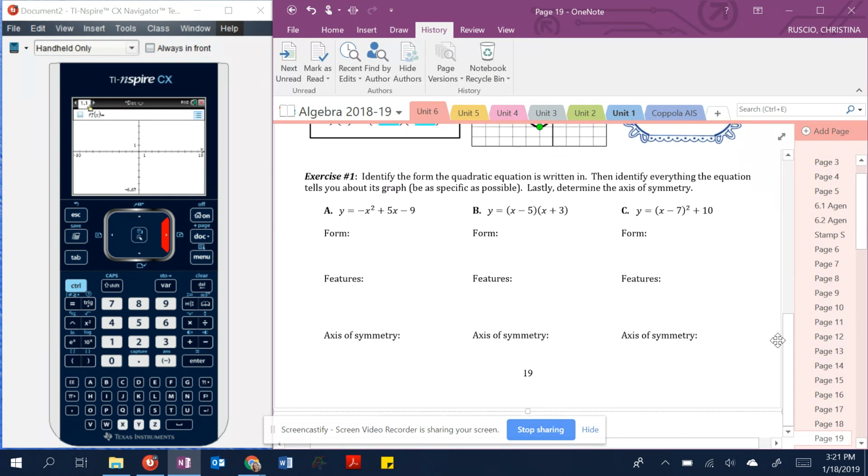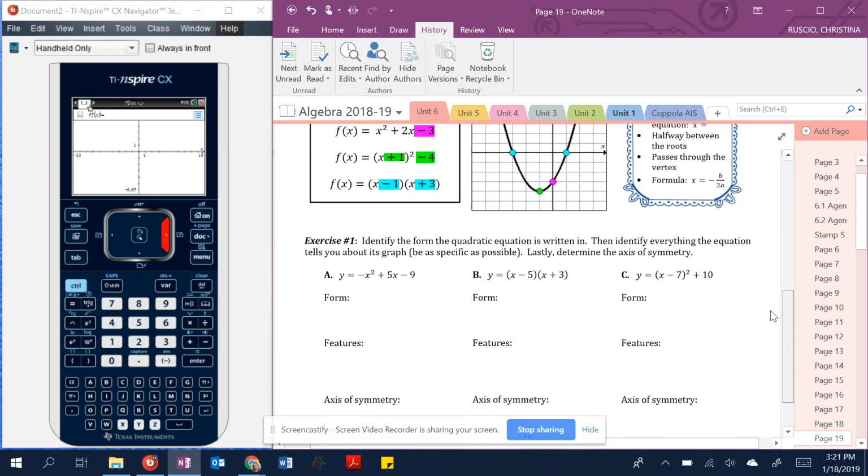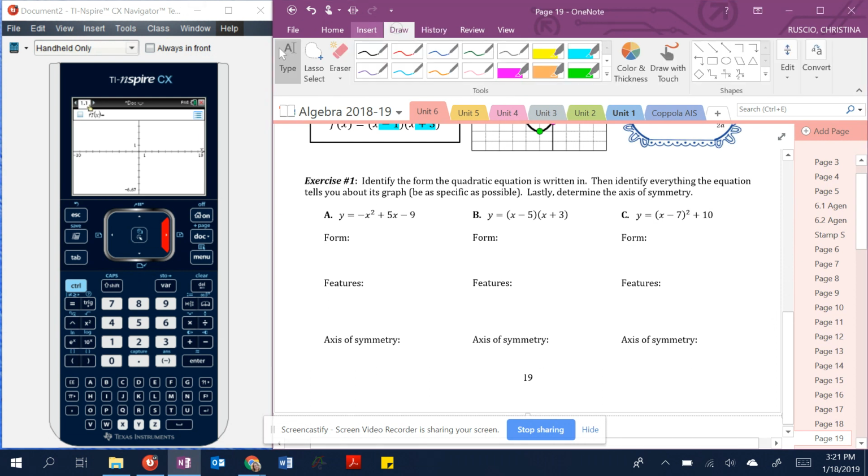All right, number 1, part A. So it looks like we have 3 separate terms. It's written in what form do you think? Standard form is correct. I hope you were thinking that. So let's write down standard.